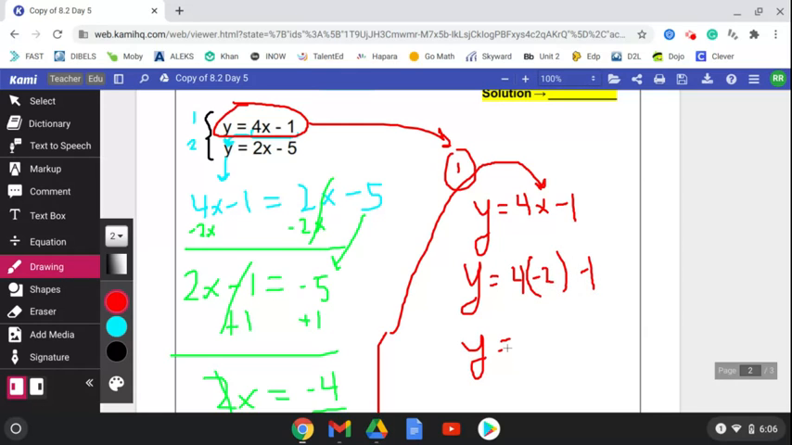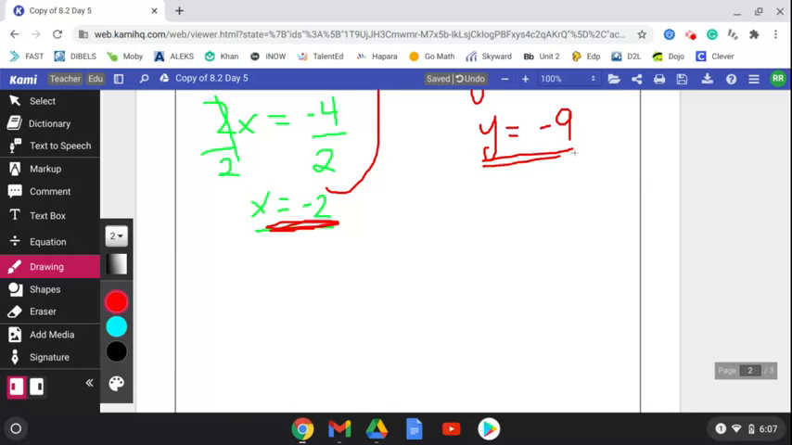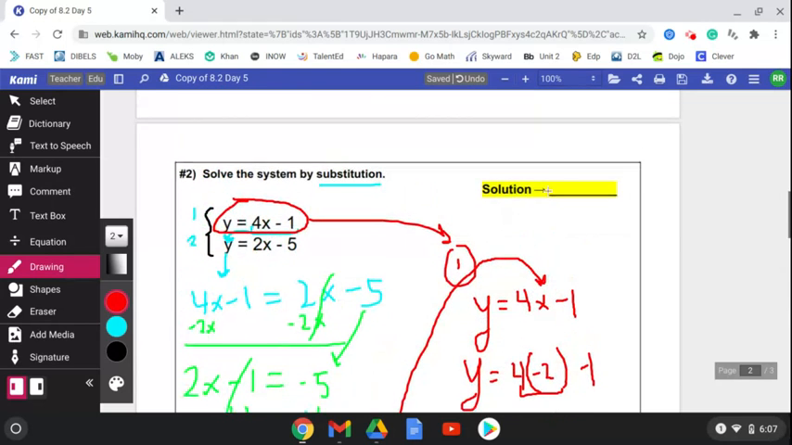So y equals, what's 4 times negative 2? That's negative 8, right? Still got to subtract 1. So y equals negative 8 minus 1, which is negative 9. Okay, so I have an x, negative 2. I have a y, negative 9. Last step is to write this as the solution, negative 2, negative 9, and put it in parentheses.